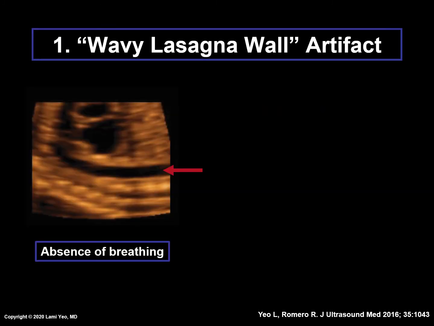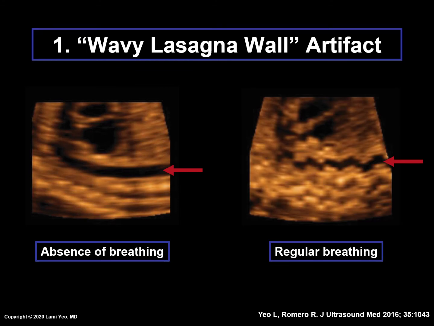The left image shows a straight wall of the fetal longitudinal descending aorta because there is absent breathing. However, notice that in the right image, the wall appears wavy at regular intervals, similar to lasagna wall. This is because there was regular breathing motion during the stick volume acquisition, either fetal or maternal. This volume is inappropriate and should be discarded.